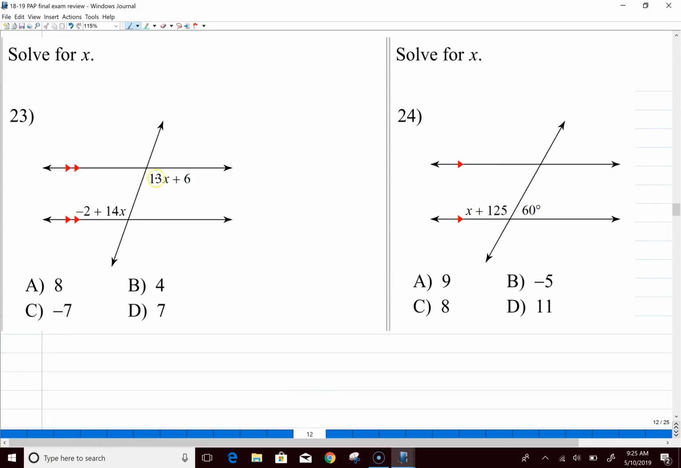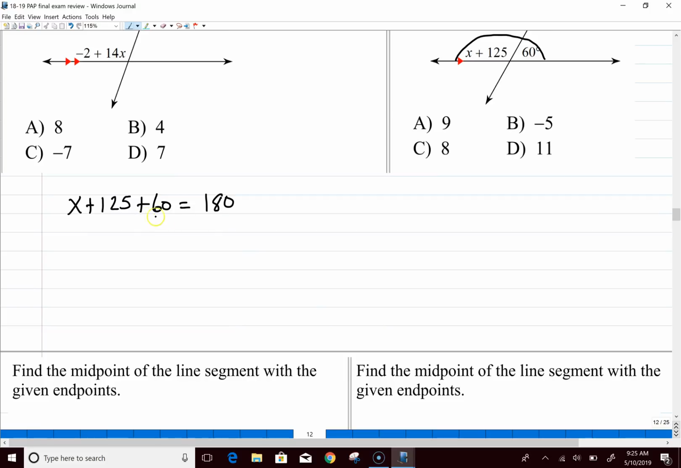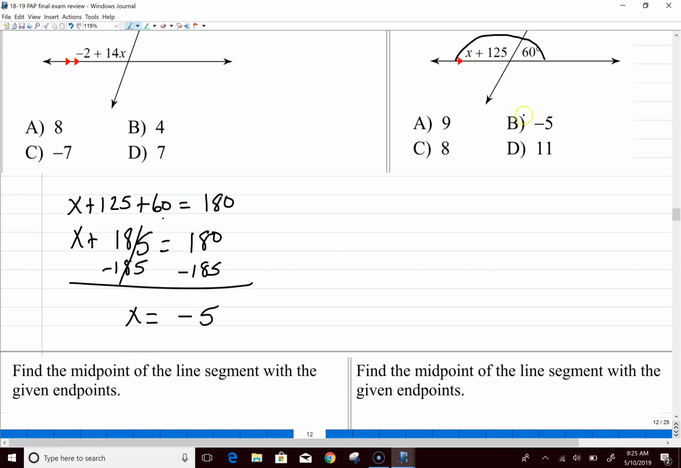Oh, on this one right here, you need to know whether these angles are equal or equal to 180. Use your notes. For my question 24, all of this is equal to 180 when I add them. x plus 125 plus 60 is equal to 180. 125 plus 60, that's what, 185? Subtract the 185. That's negative 5.